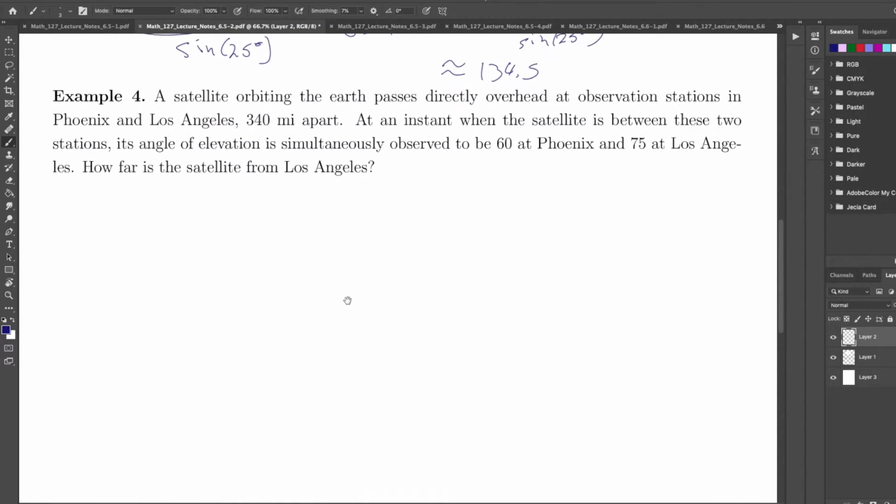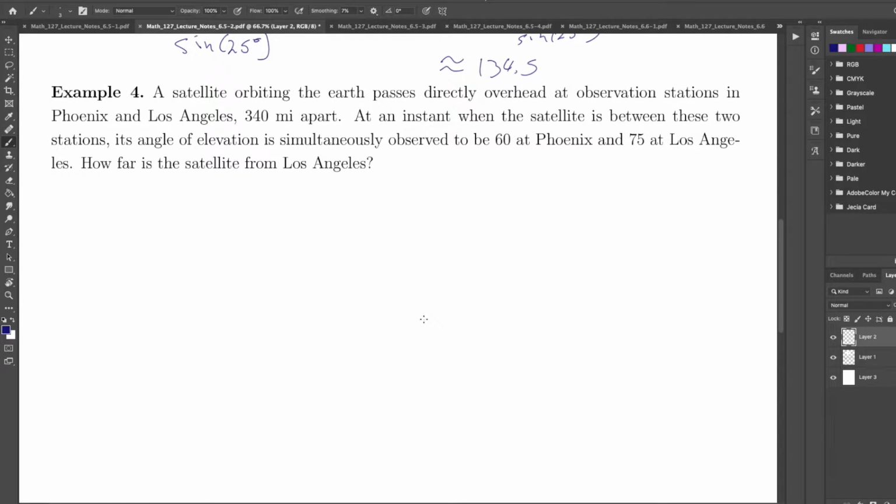Alright, so we use this to solve word problems, right? The main point of this is to help us solve some word problems. So let's do this. A satellite orbiting Earth passes directly overhead an observation station in Phoenix and in Los Angeles, 340 miles apart. At the instant the satellite is between these two stations, the elevation is simultaneously observed at Phoenix at 60 degrees, and 75 degrees at Los Angeles. How far is the satellite from Los Angeles?